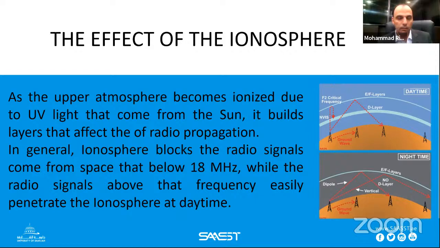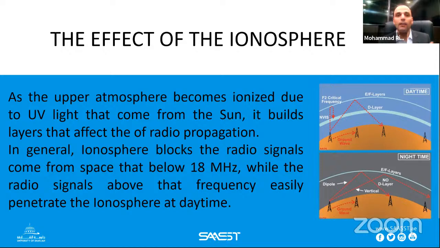the ionosphere again, in general, not all the time, will be transparent for radio frequencies above 18 megahertz. So radio frequencies of 18 megahertz and above can easily penetrate the ionosphere and reach the Earth's surface. That's why we focus on the decametric radio band.